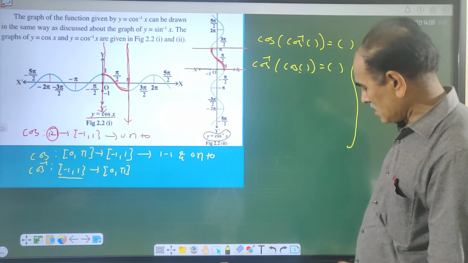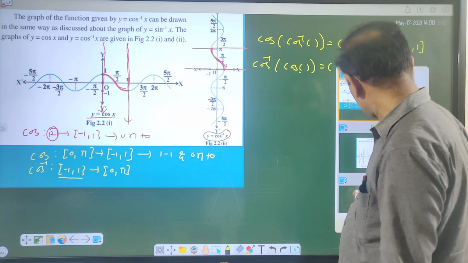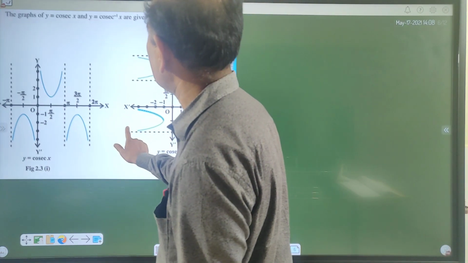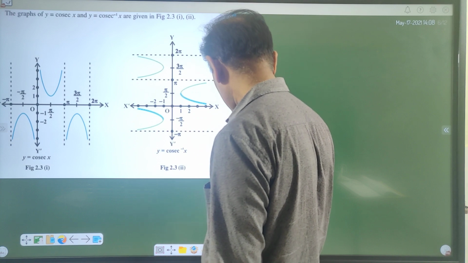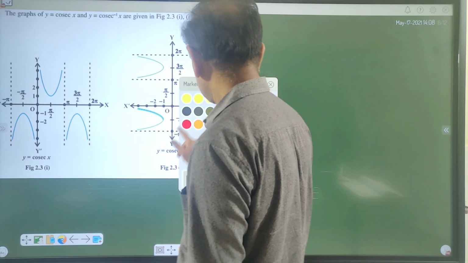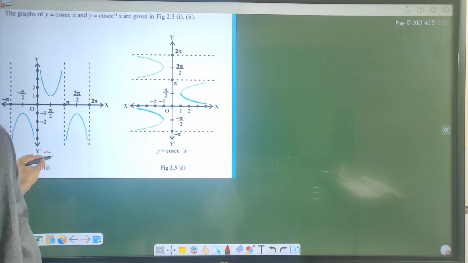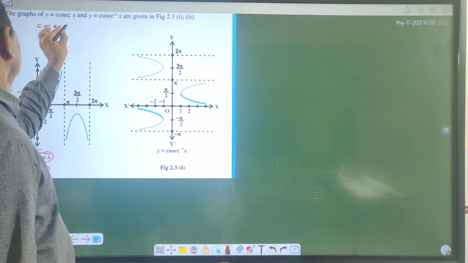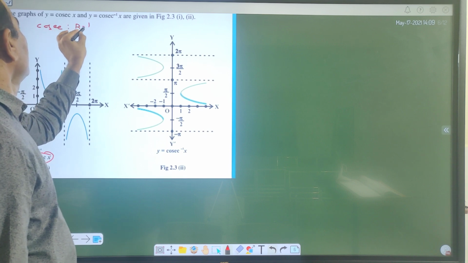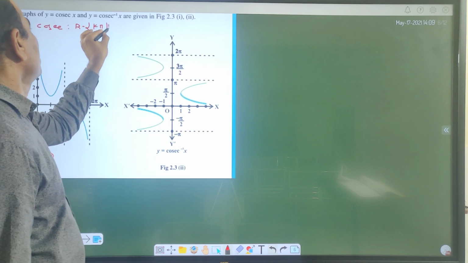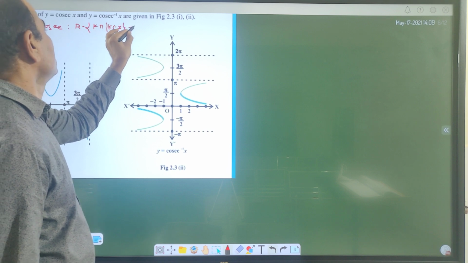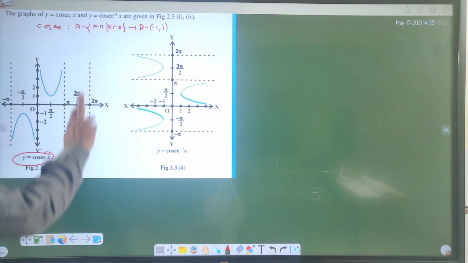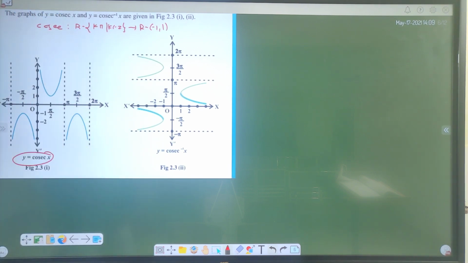See, next, let us see y is equal to cosec x. In general, cosec is a function from where to where? R minus k pi, k belongs to Z, to R minus open interval minus 1 to 1. That we know. That is the cosec function.